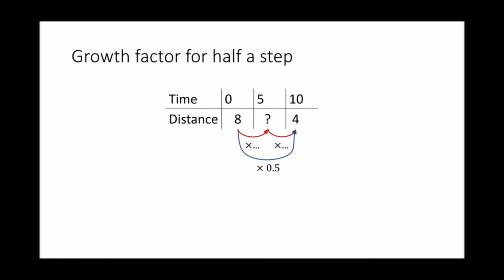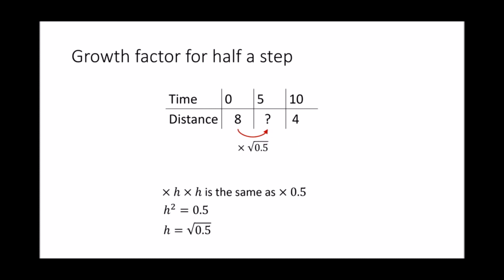To solve this, let's make it a variable for a moment. Let's call it h for half. So then times a half is the same as times 0.5. So if we shorten that, that means that h times h, or h squared, is 0.5. And if we solve that equation, we find that h is square root 0.5. Of course, minus square root 0.5 is also an answer to the equation, but we only have positive growth factors, so we only have to look at the positive solution. So we find that the step for 5 minutes is times square root 0.5.